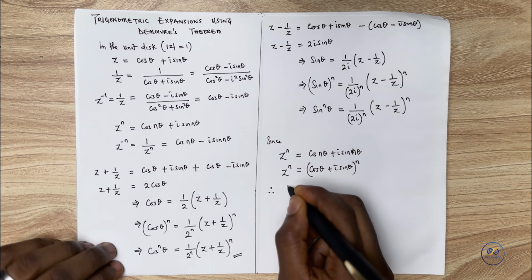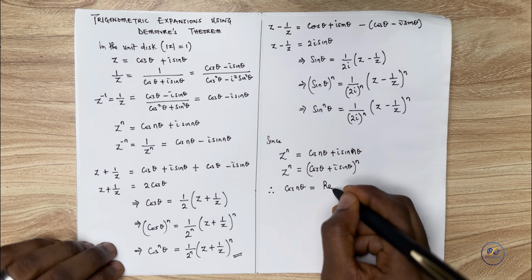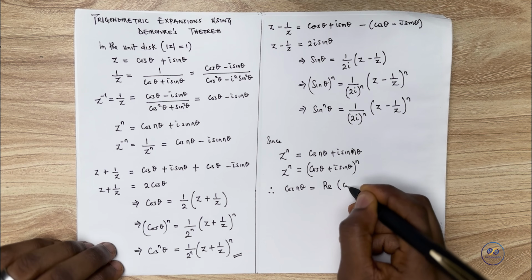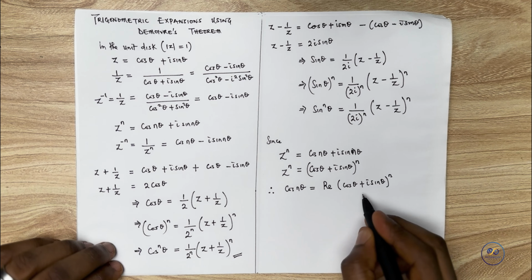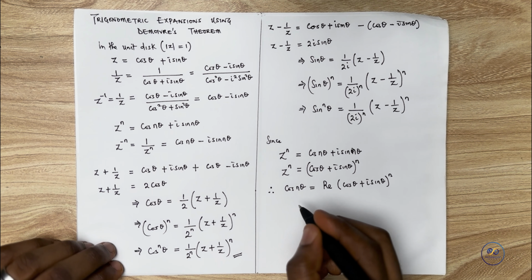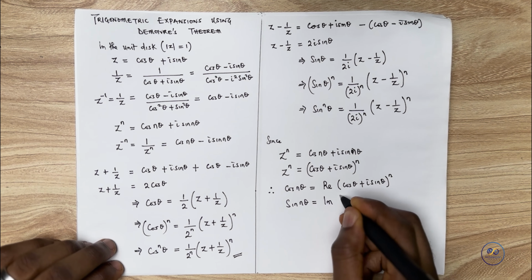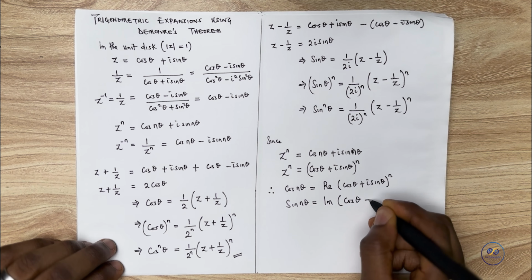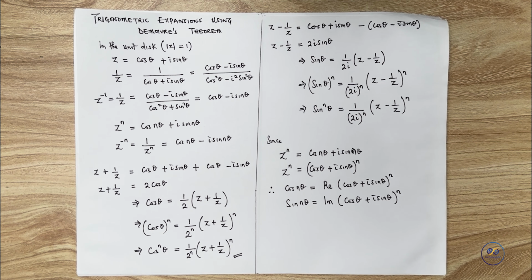Therefore, we can say that cos n theta, which is of course the real part of z raised to the power n, will simply be the real part of cos theta plus i sin theta raised to the power of n. Which means if we expand this binomially, the real part of whatever we have must be equal to cos n theta, and the imaginary part of what we have must be equal to sin n theta. These are very important concepts that we have put in place.